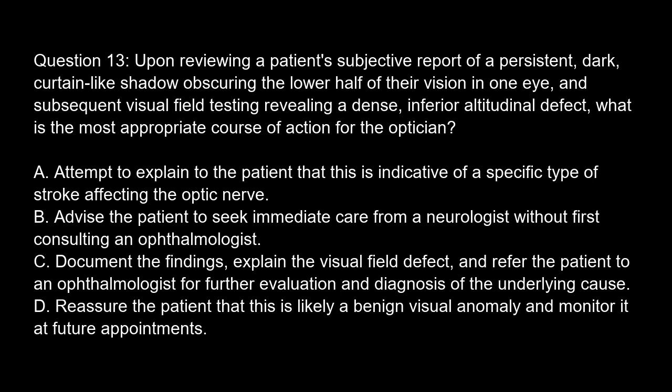Option A. Attempt to explain to the patient that this is indicative of a specific type of stroke affecting the optic nerve. Option B. Advise the patient to seek immediate care from a neurologist without first consulting an ophthalmologist. Option C. Document the findings, explain the visual field defect, and refer the patient to an ophthalmologist for further evaluation and diagnosis of the underlying cause. Option D. Reassure the patient that this is likely a benign visual anomaly and monitor it at future appointments.